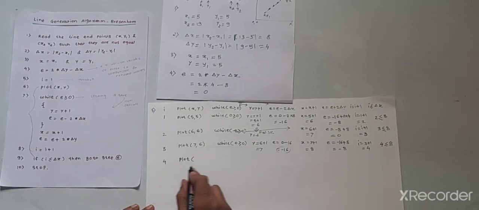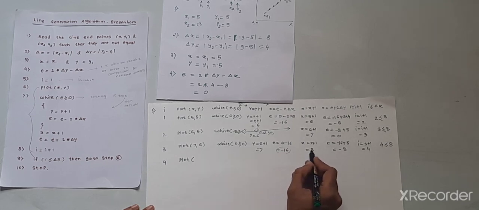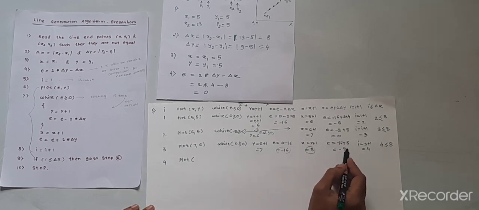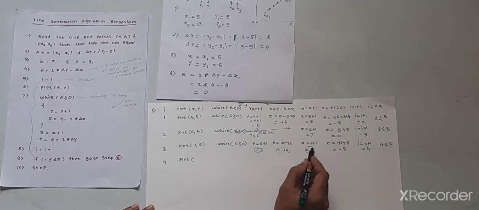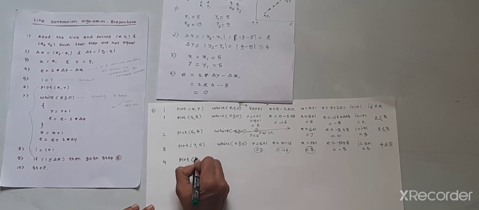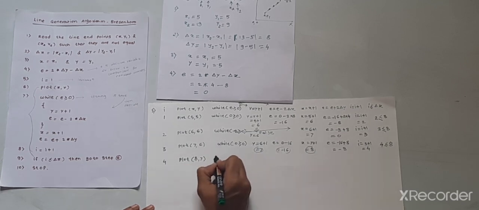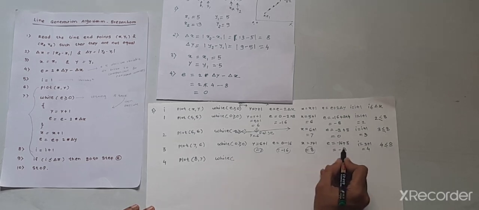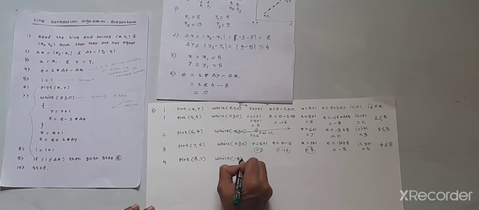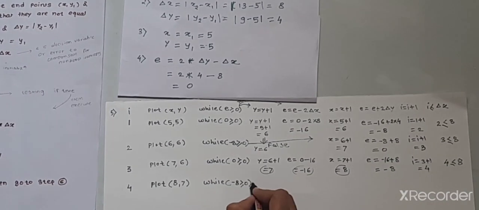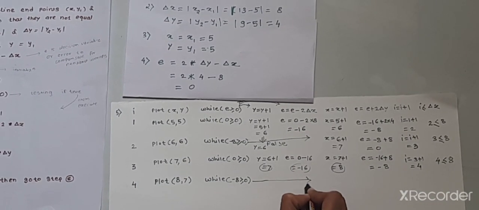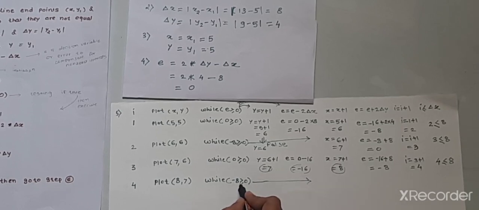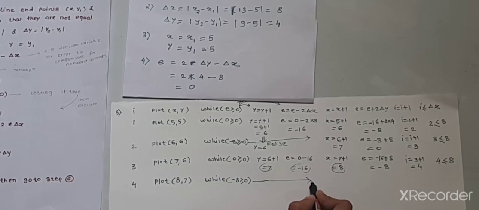For the fourth step, once again plot. What we want to plot here? The value of x, y. Previous value of x is 7. Previous value of y is 8. And here is the 7. So here is the 8 and 7. Now while our e value, what is the e value that we are getting? Minus 8. It is greater than equal to 0? Then only these two statements are executing. As the condition is false, so these are not going to execute.